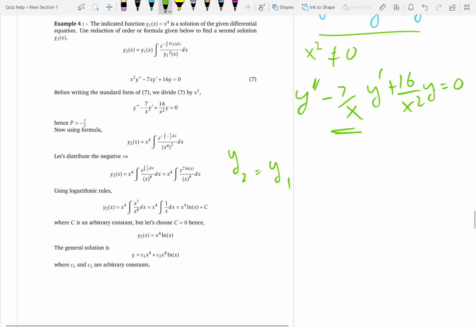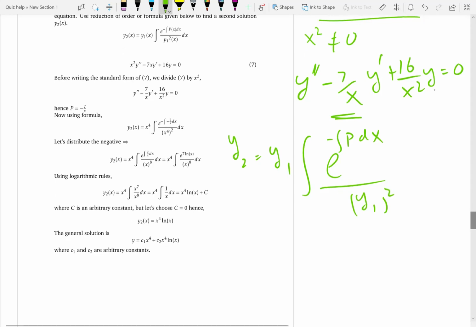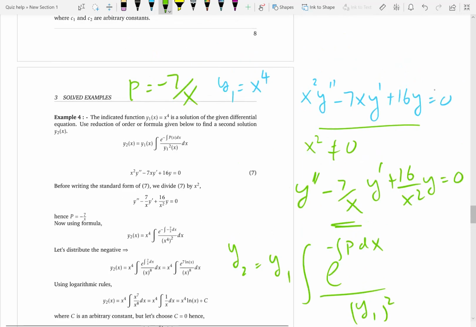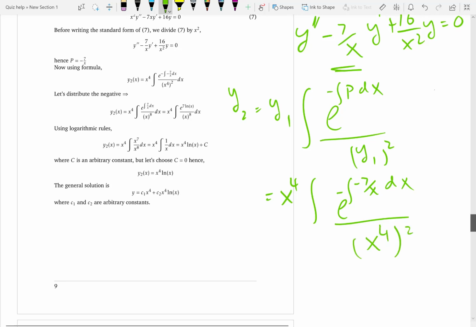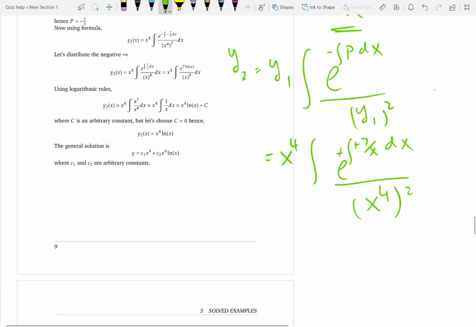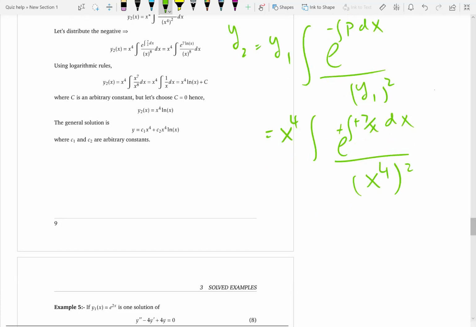So let's use the formula. Y2 is y1 times the integral of e to the negative integral of p, over y1 squared. Alright, so y1 is, they have given, x to the 4. So y1 is x to the 4, e to the negative, p is negative 7 over x, and y1 squared is x to the 4 squared. Now, negative, negative, positive. Okay, what is the first thing you should do? Finish off that small integral, the integral of p.